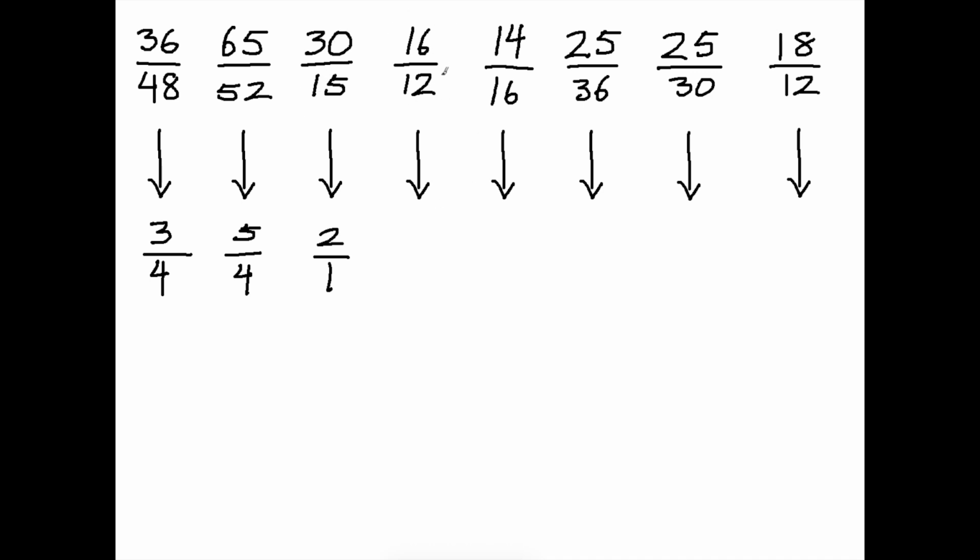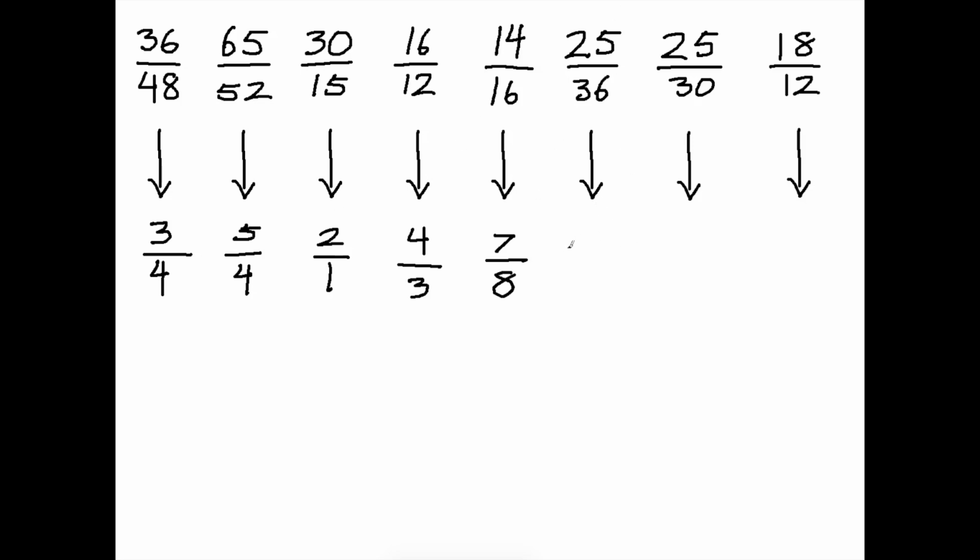Next, we have 16 and 12. 16 and 12 share several common factors. 4, for instance, is one of them. 2 also they share, but 4 is going to be the better one to choose here because 16 is 4 times 4. So if we divide 16 by 4, we get 4. If we divide 12 by 4, we get 3. So this fraction is equal to 4/3. 14/16 is equal to 7/8.